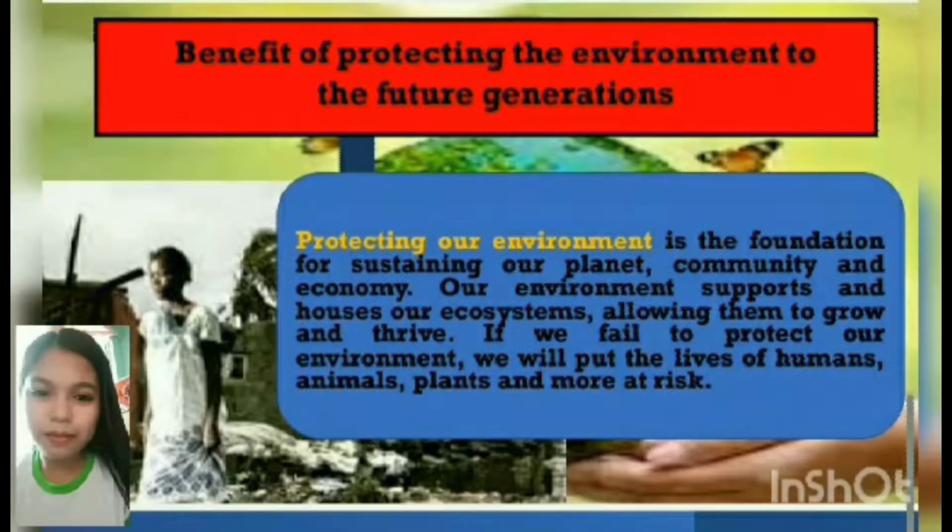So, kailangan jud nato ampingan ang atong kalibutan. Dili lang kay syara permi ato ang pingan. Charot. Kay importante kay na sa atoa ug sa iyaha.